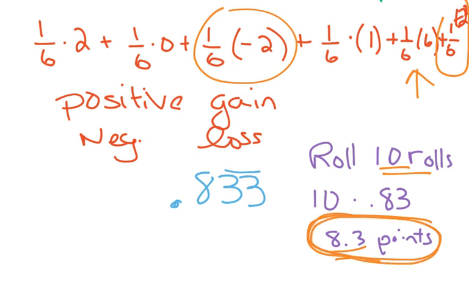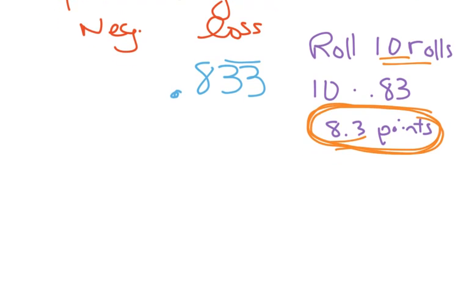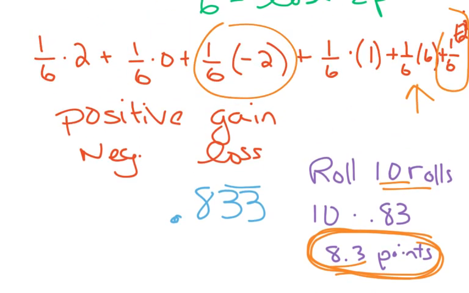And this is what I'm expecting to win. If I did this 100 times, I'd expect to get 83 points. And that'd be quite a feat. So that would be the first example of expected value.